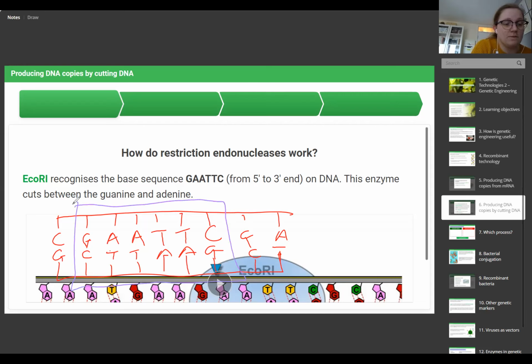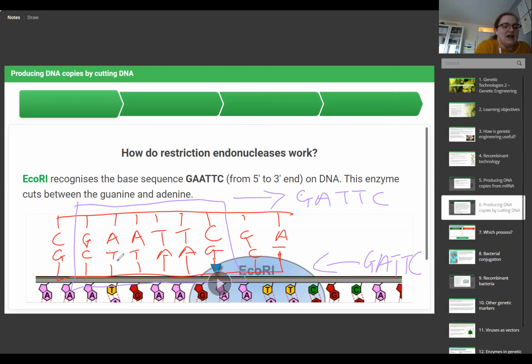And it's a palindrome because when we read it in this direction, which is our 5' to 3' direction, this way, it reads GATTC. And when we read it in that direction, we've got GATTC. So the sequence consists of anti-parallel base pairs. So these are base pairs that read the same in opposite directions. So when we read them in the opposite directions, they read exactly the same. So this is our palindrome sequence.